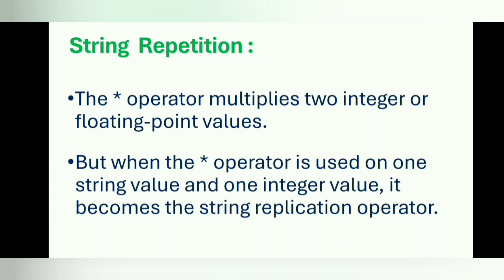String repetition. The asterisk operator multiplies two integer or floating point values. But when the asterisk operator is used on one string value and one integer value, it becomes the string replication operator.